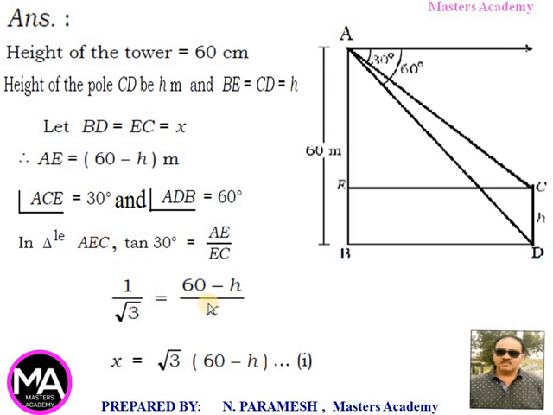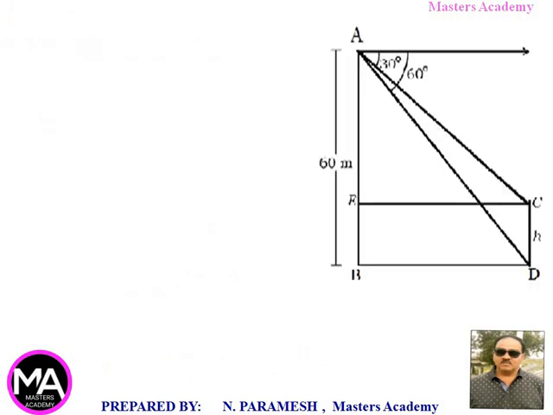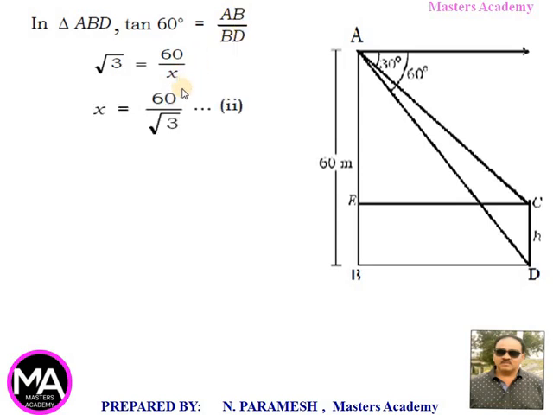Cross multiplication, X is equal to root 3 bracket 60 minus H. Call this as equation 1. In triangle ABD, tan 60 degree is opposite side AB by adjacent side BD. Tan 60 is root 3, which is equal to AB, that is 60, divided by BD, that is X. Cross multiplication, root 3 X is equal to 60, X is equal to 60 by root 3. Call this as equation 2.